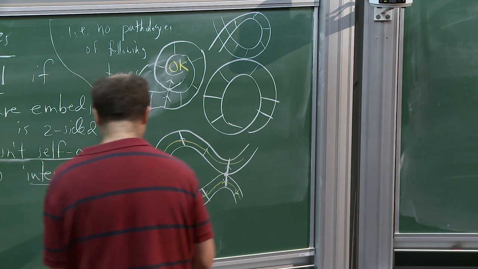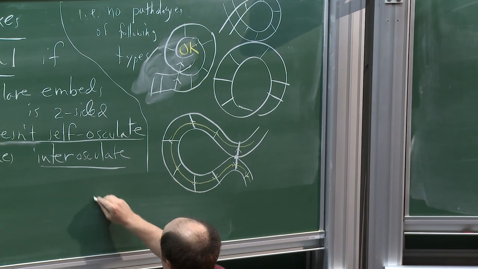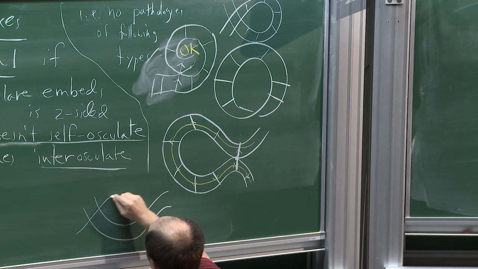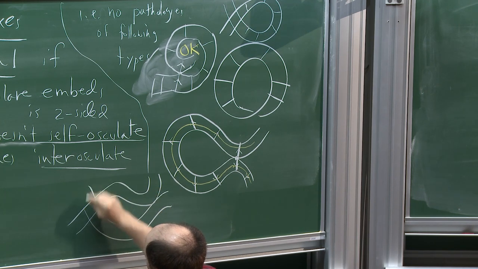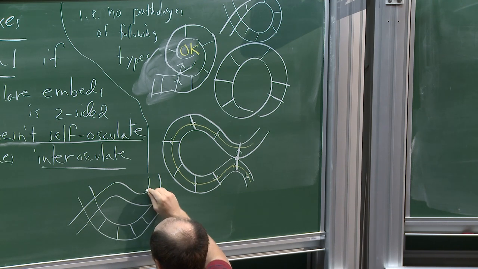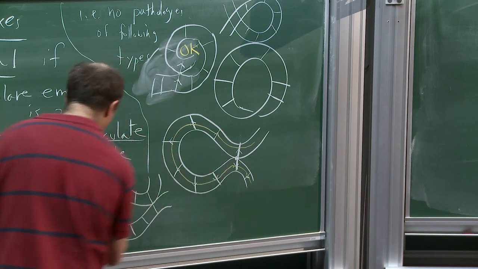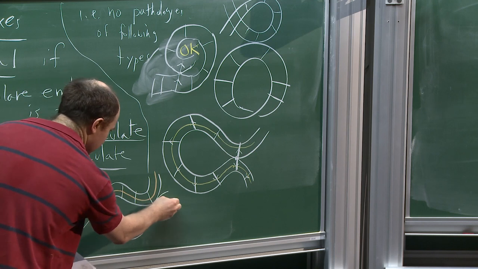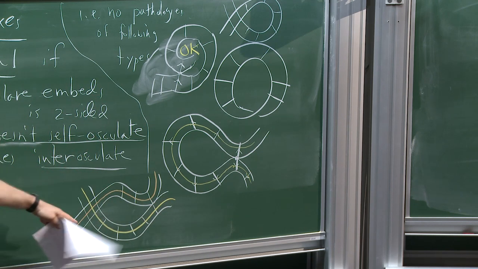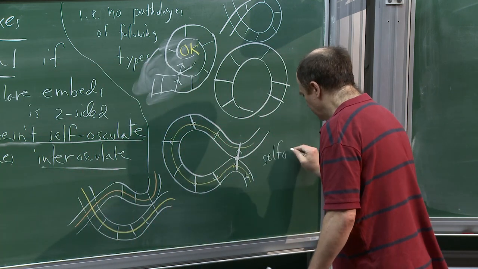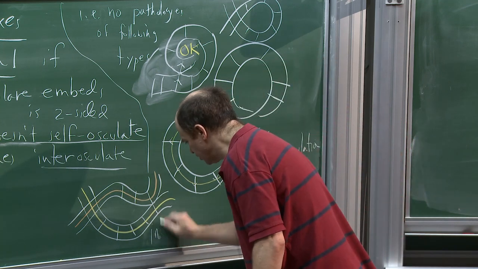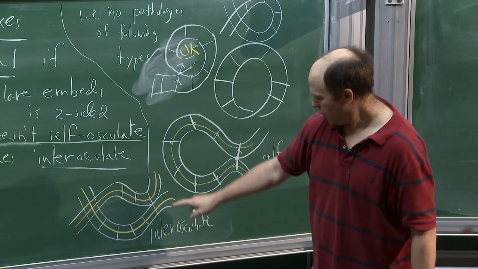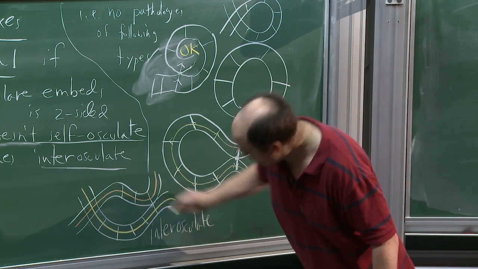So, interosculation is the following. It's a pair of hyperplanes that cross each other in one spot, and then they osculate with each other without crossing at another vertex. Okay, this is interosculation. This is self-osculation. This is interosculation. It doesn't matter. So the key thing that matters is the idea that there's no square over there.